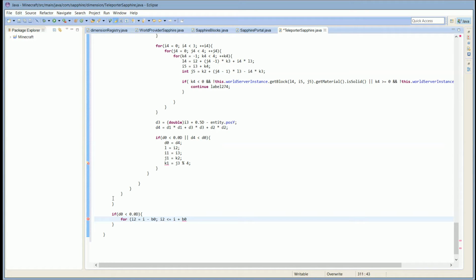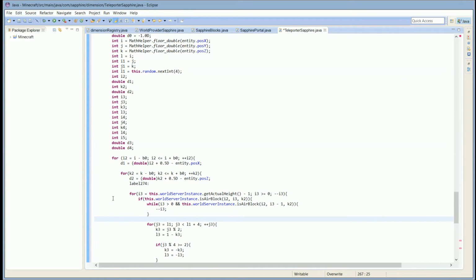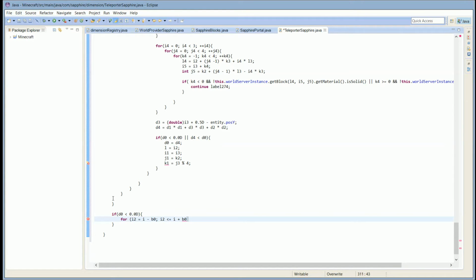Oops, I accidentally hit page up. Oh, no, wrong button. I accidentally hit insert, my bad. Plus B0, and then plus I2. So for all of that, D1 will equal double I2 plus 0.5D minus the entity's x position.